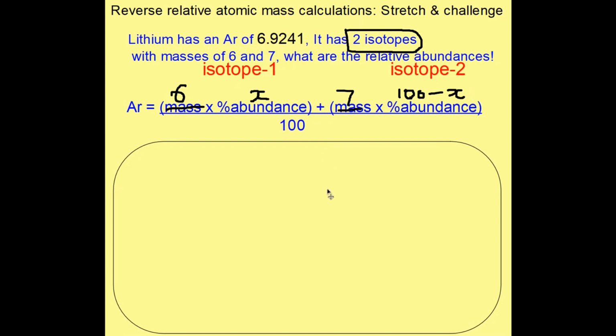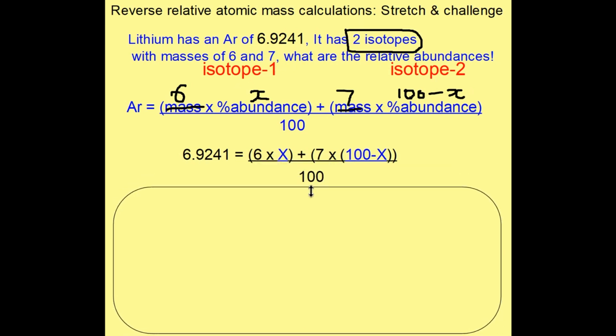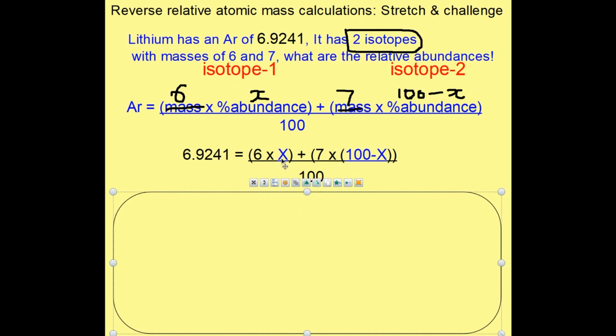Okay. You should be able to go on and work this out from here. By all means, if you want to go on and check your answer, just press pause on the video. Otherwise, I'm just going to go through it. So here we go then. So the relative atomic mass is 6.9241. Mass of 6, abundance of X, mass of 7, abundance of 100 minus X.